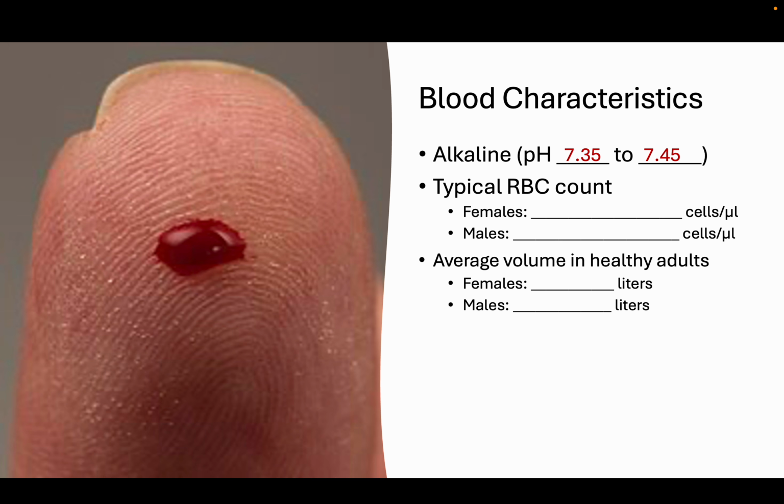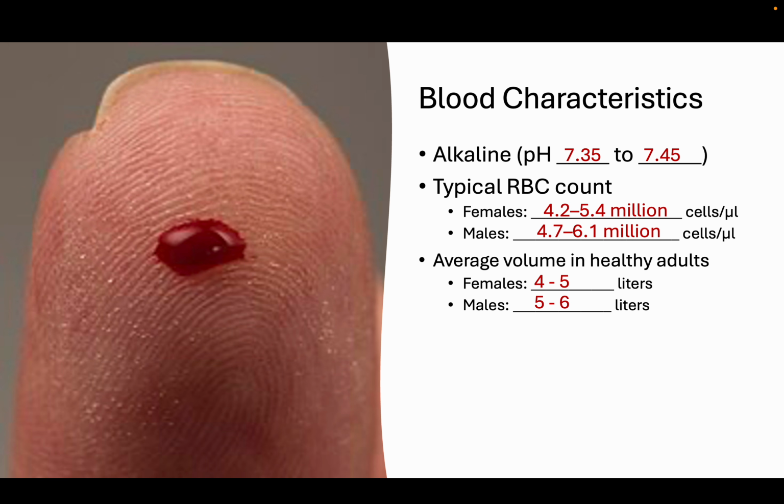Typical red blood cell count. So in females, you have about 4.2 to 5.4 million cells per microliter. In males, this is slightly elevated. And the average volume in healthy adults, females tend to be 4 to 5 liters, and males with our generally larger body are going to be about 5 to 6 liters.